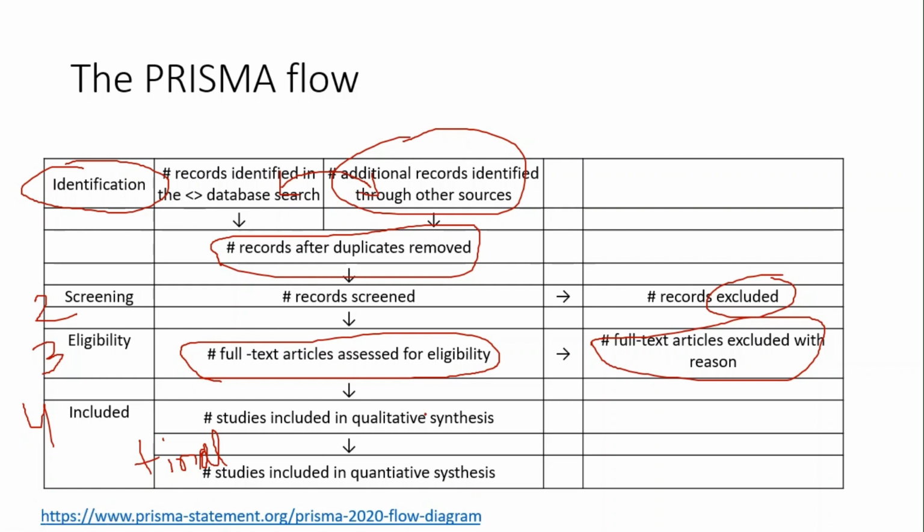a diagram available as a template by the PRISMA statement website. You can directly download from this particular link. And there are different types of diagrams available based on whether you have single source, whether you have registered, etc. etc.